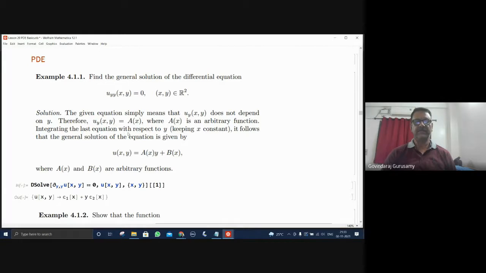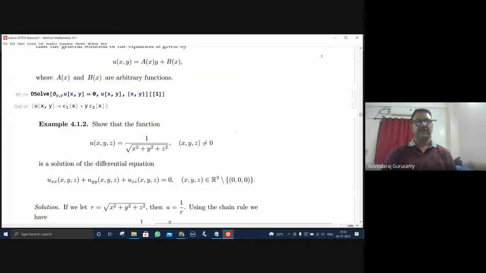Integrating the last equation with respect to y, keeping x as a constant, it follows that the general solution is given by this. So this is the solution that you have, where a(x), b(x) are arbitrary functions. That can also be obtained as c1 of x, c2 of x by directly using DSolve, which gives c1 plus y into c2 of x. The first term is here, the second term is here. Get the point? Then C1, C2 are arbitrary functions of x. Two arbitrary functions, each a function of x. That's the result that you have.